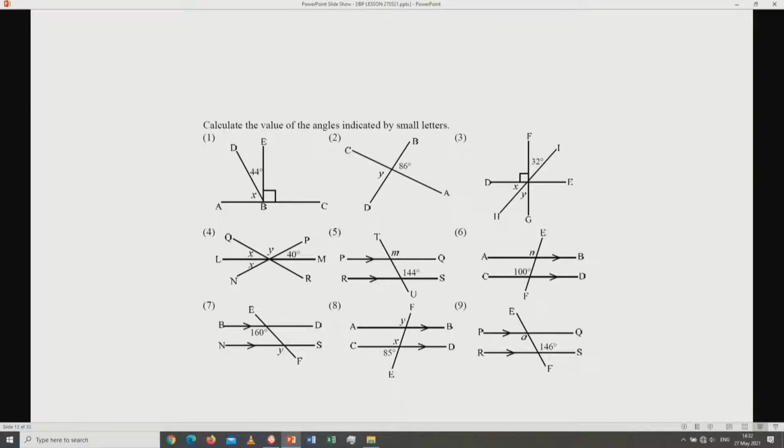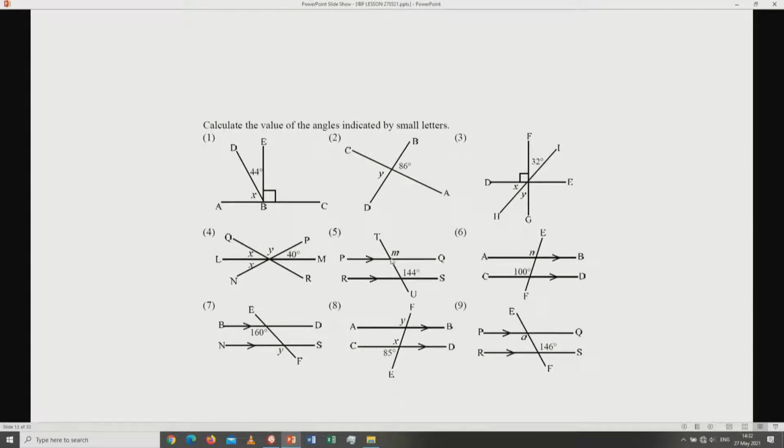Again, when you look at the questions, try and get the patterns, try and get the relationship. Question 1, we've got 90 degrees, and ABC is a straight line angle. So what does that mean? It means x plus 44 should be equal to 90. That's solving for x. Question 2, what is the relationship? How is y related to 86? Vertically opposite. And if they are vertically opposite, what happens? They should be equal.